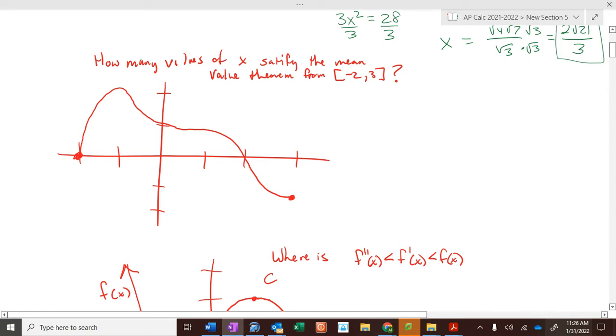All right. How many values would satisfy the mean value theorem in this case from negative 2 to 3? Well, what does the mean value theorem say? Where the what equals the what? Average rate of change equals the instantaneous rate of change. The average rate of change from here to here is this. Okay.